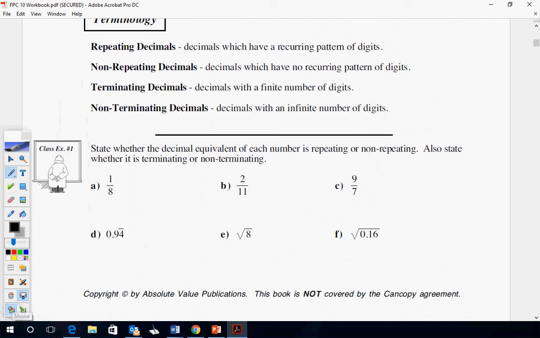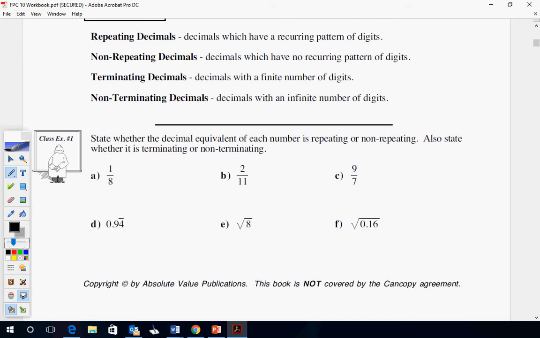So terminology. Repeating decimals are decimals which have a recurring pattern of digits. Non-repeating decimals have no recurring pattern of digits. Terminating means it's a finite number, it stops. Non-terminating means it keeps on going forever.